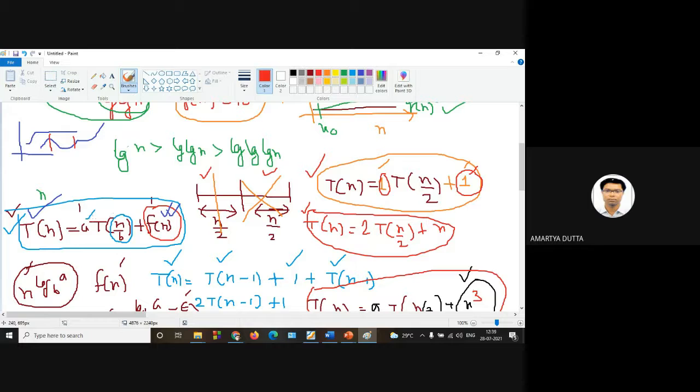Suppose I am writing T(n) = 2T(n/2) + sin n. Can you solve this recurrence relation using the master theorem? Your f(n) is the sine function. Can you apply the master theorem? The form is 2T(n/2) + f(n), where f(n) is sin n. We can't use the master theorem.